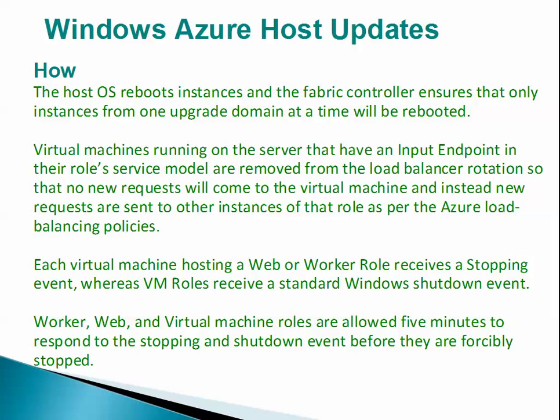Suppose I am in the middle of a database transaction, and it will take another 10 minutes. That will not work. We probably need to log something immediately, or roll back something immediately. You need to make sure that whatever operations you do in the OnStopping event complete within the 5 minutes. Otherwise, the automatic fabric controller will forcibly stop the instances of the web role and worker role.